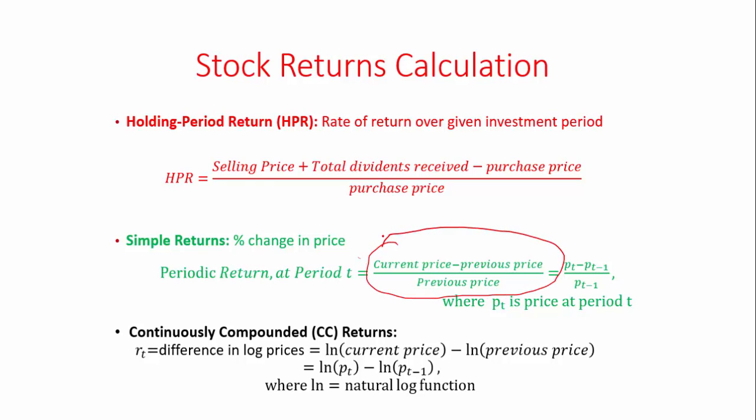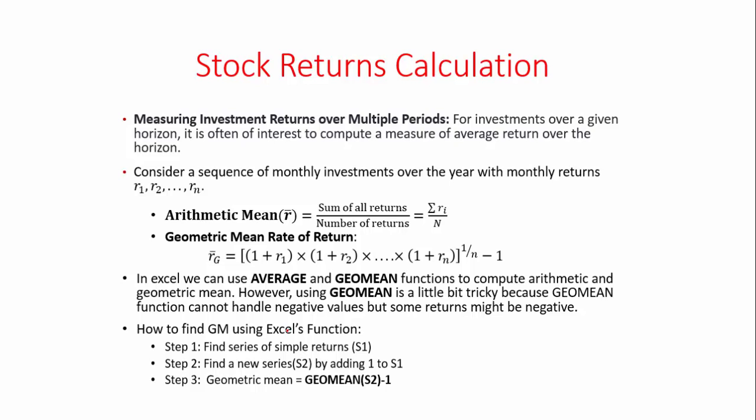If you want to calculate continuously compounded return, then this is simply the difference in log prices. If you know the current price and the past price, you can find the log of the current price and the log of the previous price. The difference in the log prices, ln Pt minus ln Pt-1, where ln refers to the natural log function, gives you the continuously compounded return.